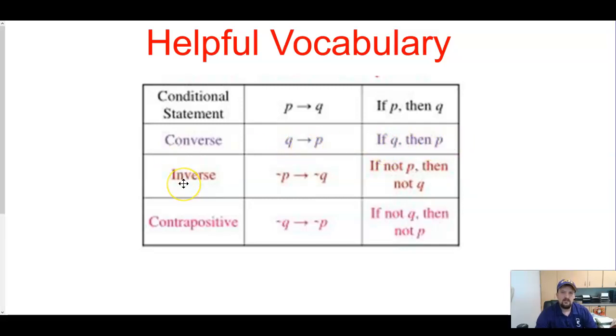Then we have the inverse. This little squiggly sign, you can't see it very well, is "not." The inverse is basically the opposite of the conditional statement. It's if not P, then not Q. And then the contrapositive is kind of the opposite of the converse. Instead of saying if Q then P, it's if not Q, then not P. So those are the statements we're going to be dealing with for these logic statements.